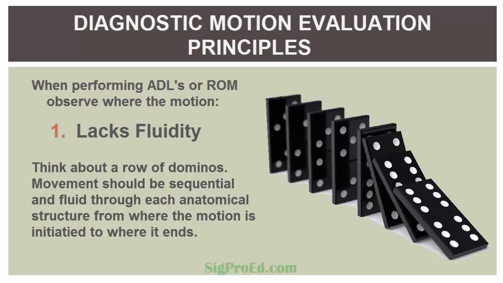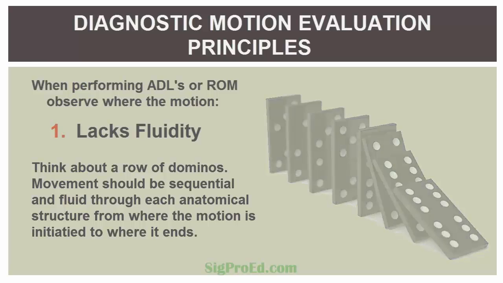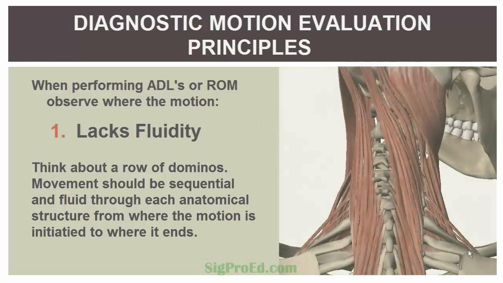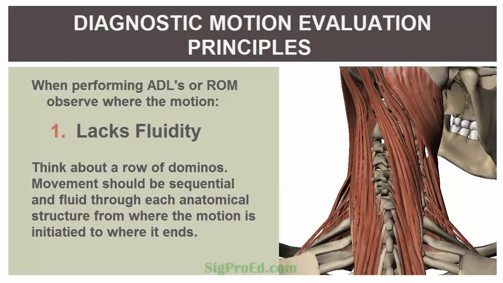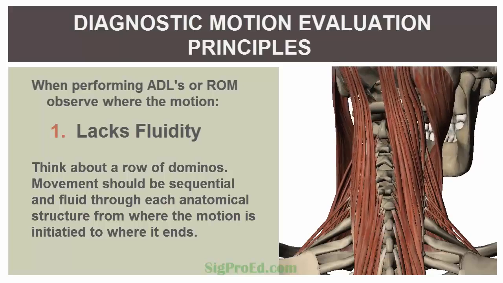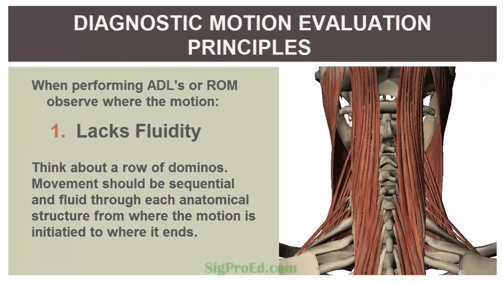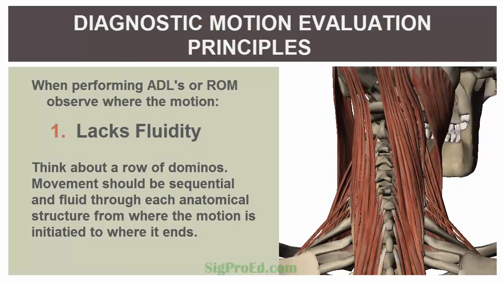So I like thinking about a stack of dominoes. In this picture, we have 8 dominoes. After domino 1 falls, then domino 2, 3, 4, 5, 6, 7, and 8. That is the same type of fluid motion that should occur in our body. We, I think, are taught this when we're looking to evaluate the spine, the vertebra of the spine. We want to see movement through each vertebra sequentially.